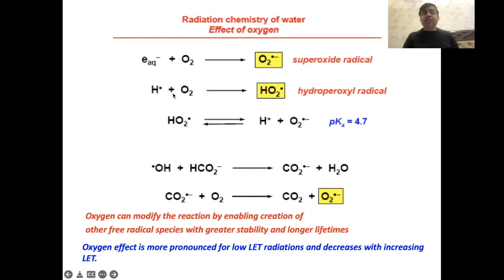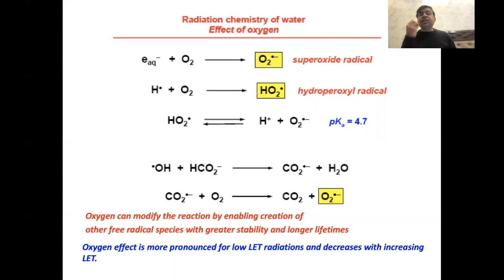Then the hydrogen radical, when it reacts with oxygen, leads to the formation of the hydroperoxyl radical. Again, this is very unstable, very reactive, and it causes a lot of damage in DNA and proteins. So this is a cause of concern for us. And this hydroperoxyl radical subsequently undergoes a reaction to form superoxide radicals with a pK value of 4.7. So again, this shows that the superoxide radical is going to cause much damage when you allow oxygen to be present during the radiolysis.